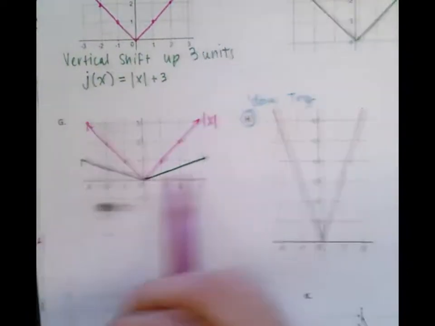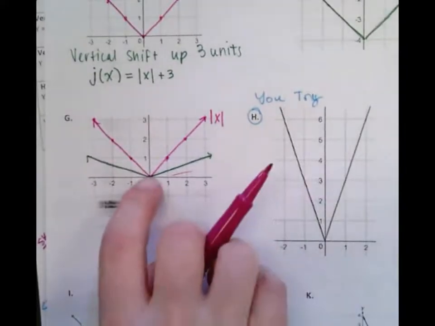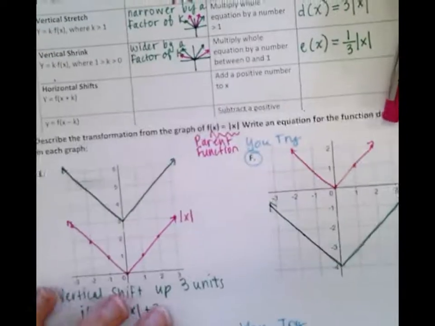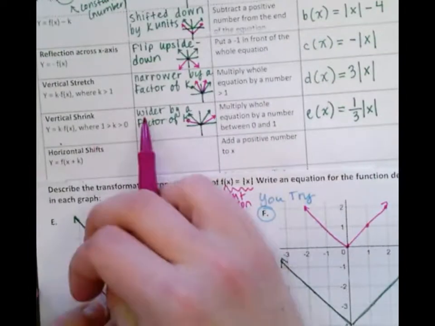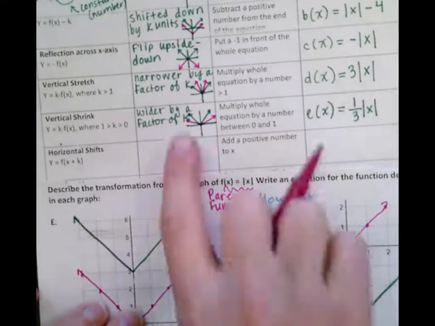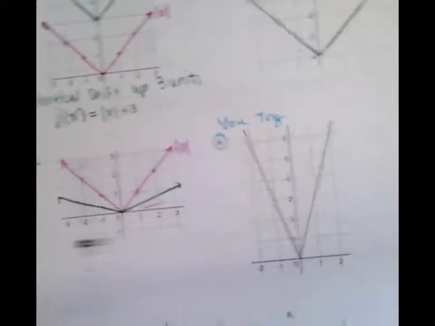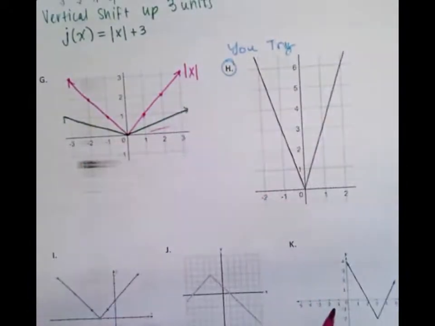Well, the green graph, it's still a V, but it looks less steep, right? It's still centered at 0, 0. So I didn't shift it up or down at all, but it's less steep. So if I think about which of these graphs makes my line less steep or wider, right? The vertical shrink is the one where your graph is getting wider. So that's the one I need to think about. And then the idea is we're multiplying the equation by a number between 0 and 1. So the trick to these ones is that the slope of the new absolute value graph will always be the factor that you're multiplying by.